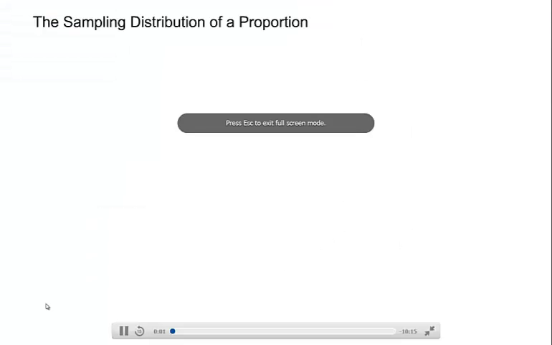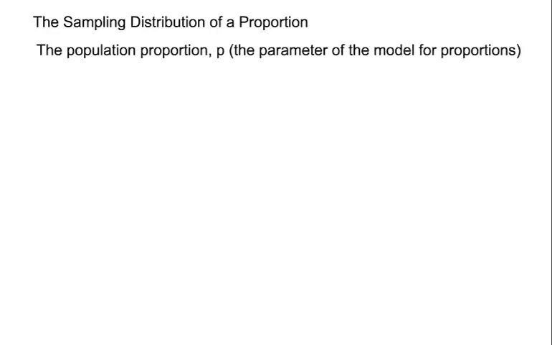In this video, we'll take a look at the sampling distribution of a proportion. We'll look at key symbols, main characteristics, and assumptions and conditions. The population proportion is represented by a lowercase p. It's the parameter of the model for proportions.